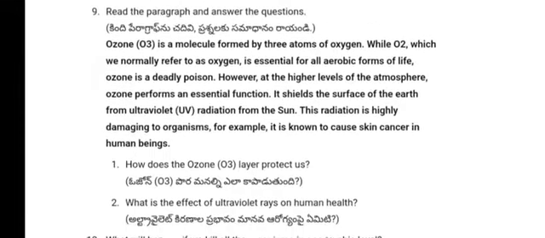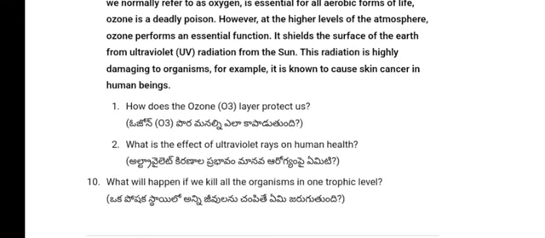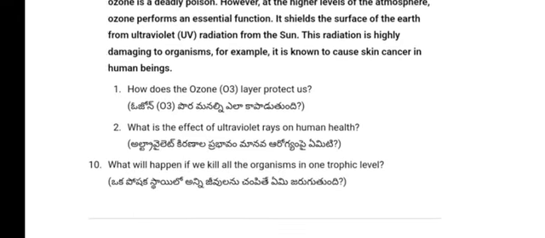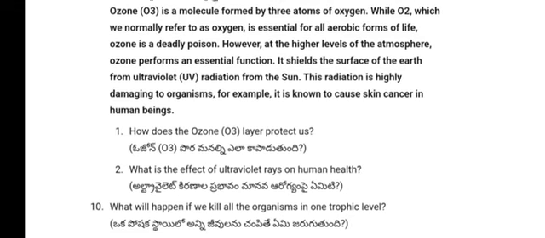Answer the following questions. 1. How does the ozone, O3, layer protect us? 2. What is the effect of ultraviolet rays on human health? 10. What will happen if we kill all the organisms in one trophic level? Section 3. Note: 1. Answer all the questions. 2. Each question carries 4 marks.